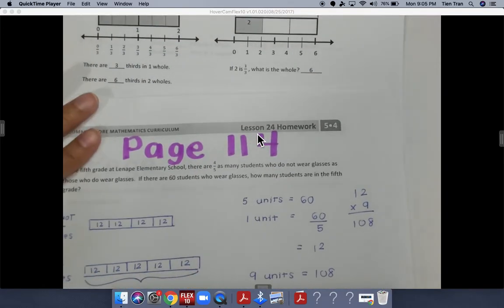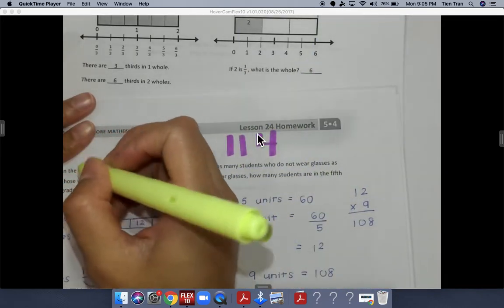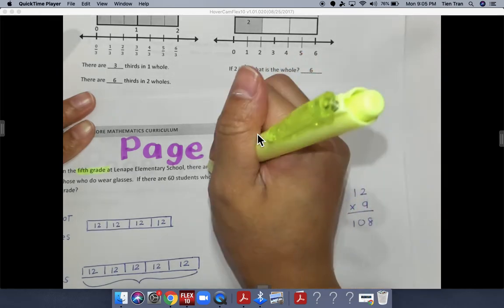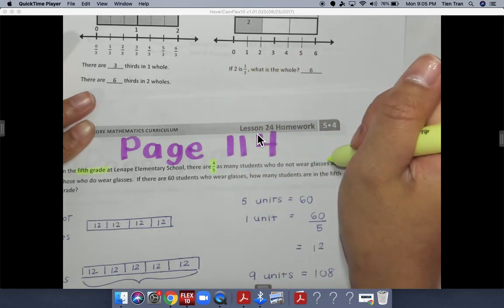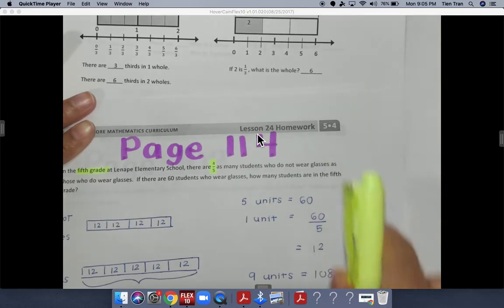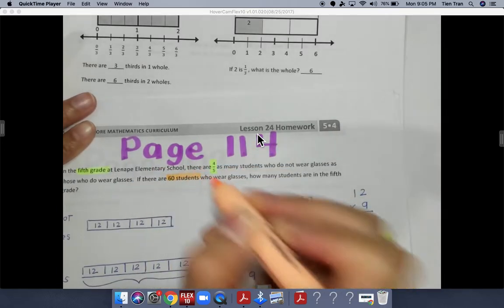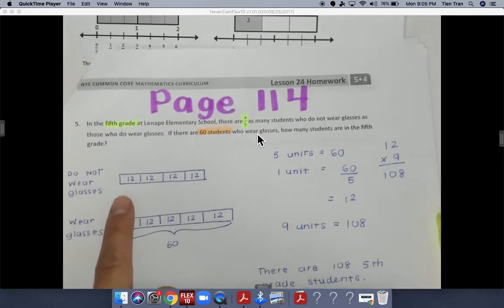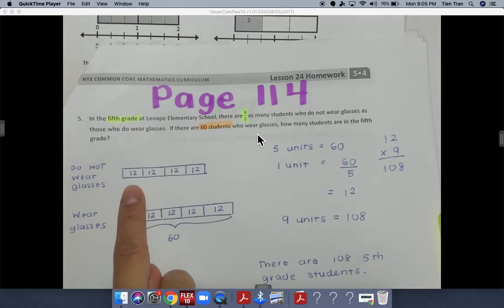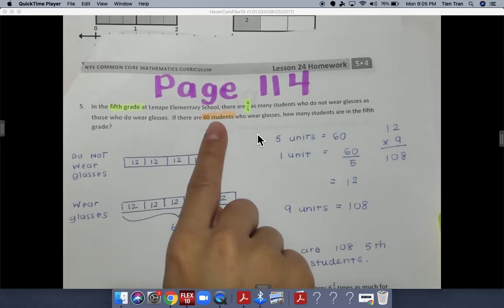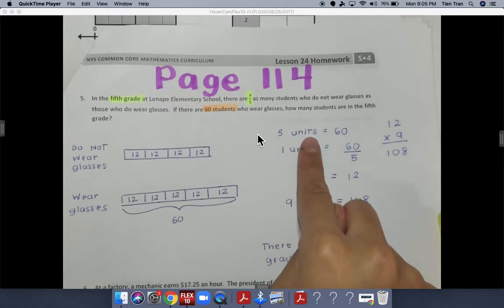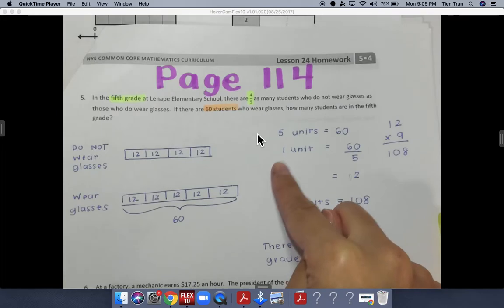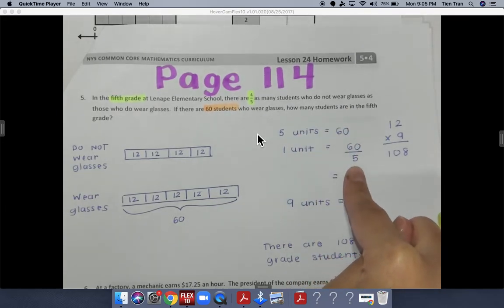On page 114, it says here in 5th grade, at Lenape Elementary School, there are 4/5 as many students who do not wear glasses as those who do wear glasses. If there are 60 students who wear glasses, how many students are in 5th grade? So these are the students who do not wear glasses. And the number 12 comes from dividing 60. So I know that 5 units is equal to 60, so what I need to figure out is what 1 unit is equal to. So I would divide 60 divided by 5 to get 12.